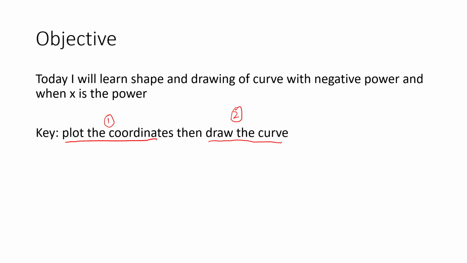Basically, the idea of this type of graph is the same as your quadratic graph as well as cubic graph. They will give you a set of coordinates, ask you to calculate one of the y values. Then from the table, you go and plot your graph. The shape, it is good to know, but to be honest, they are ever changing. So just a rough idea will do.